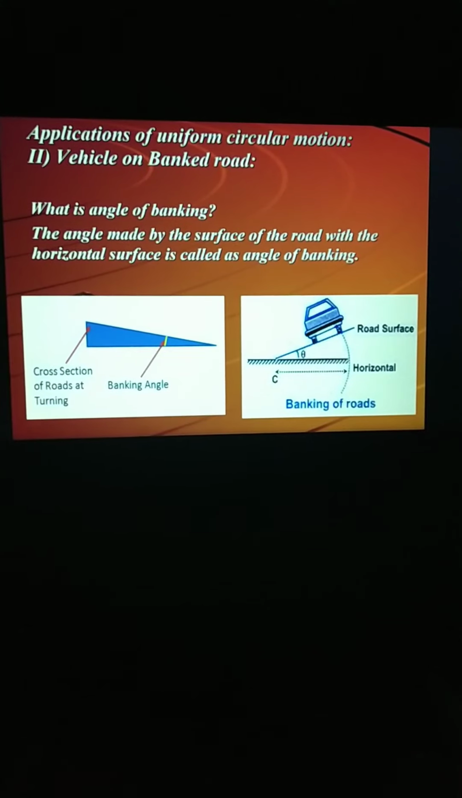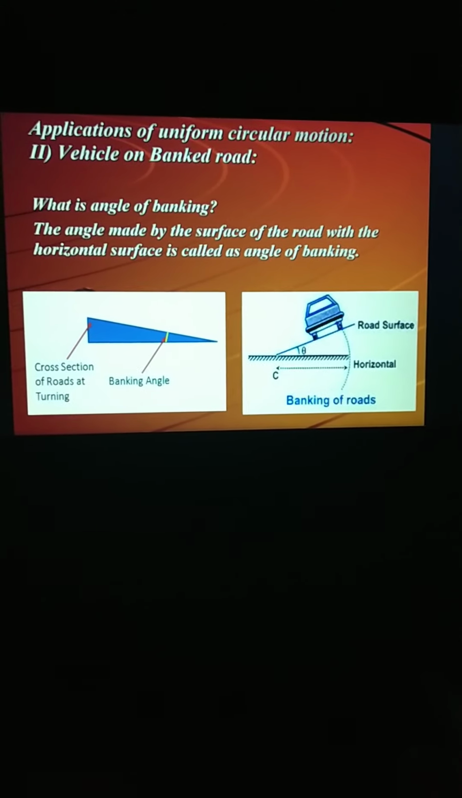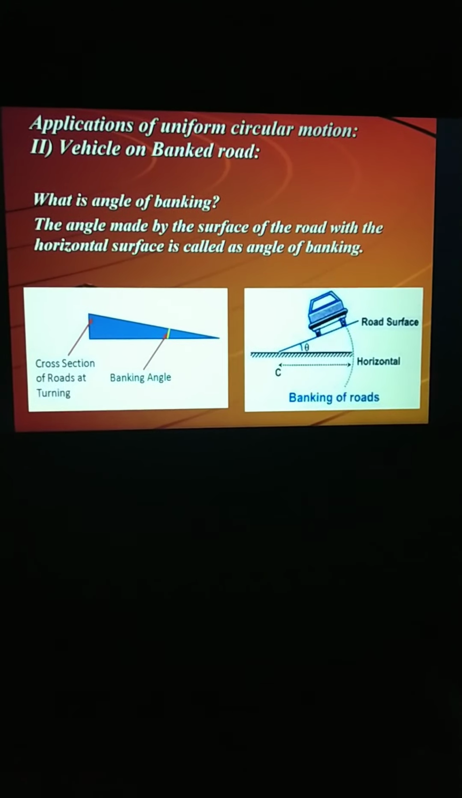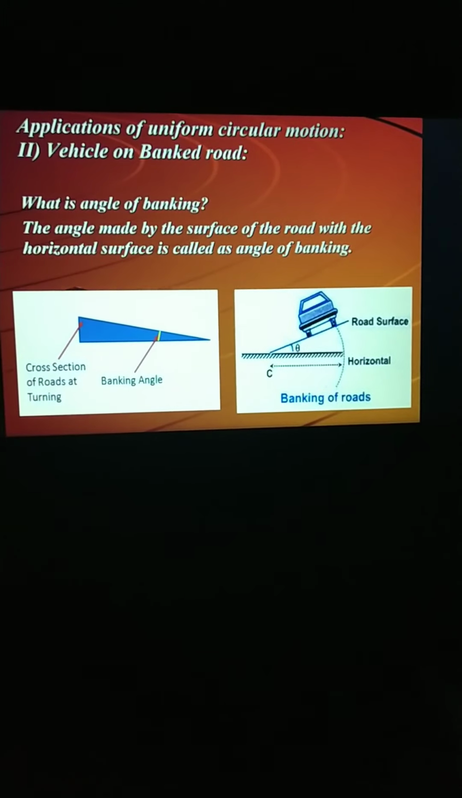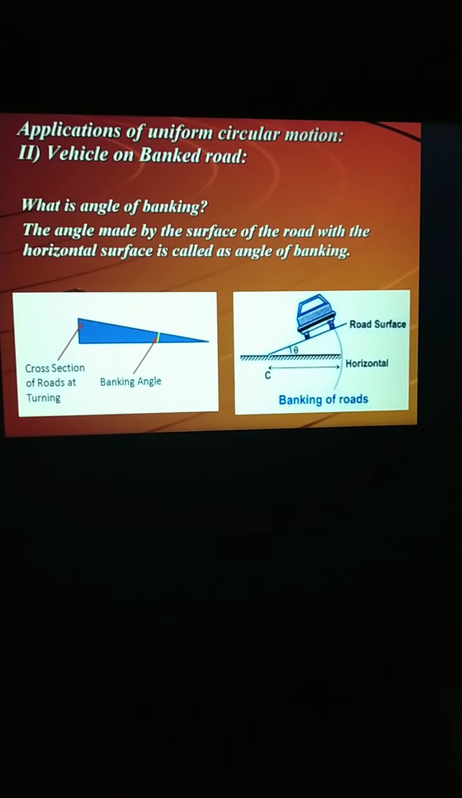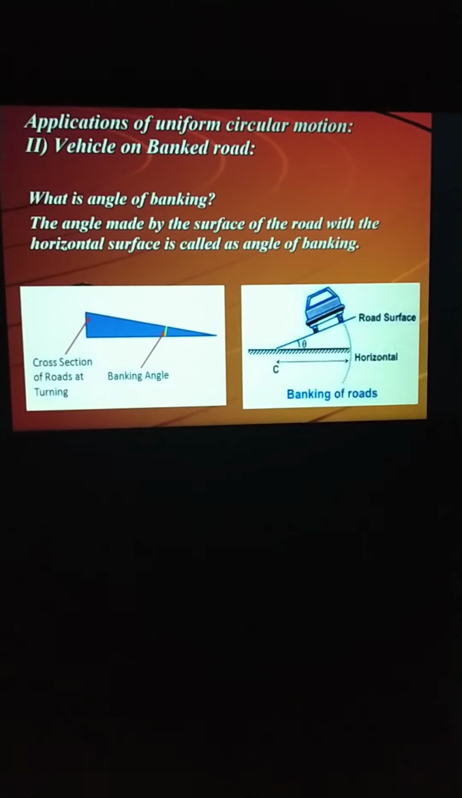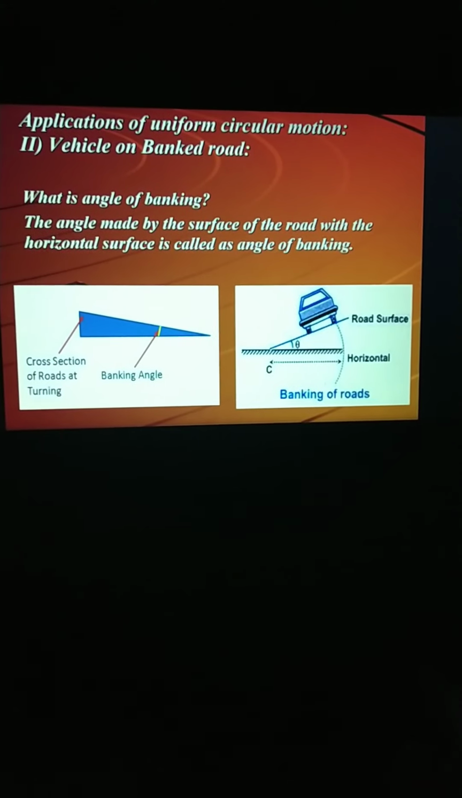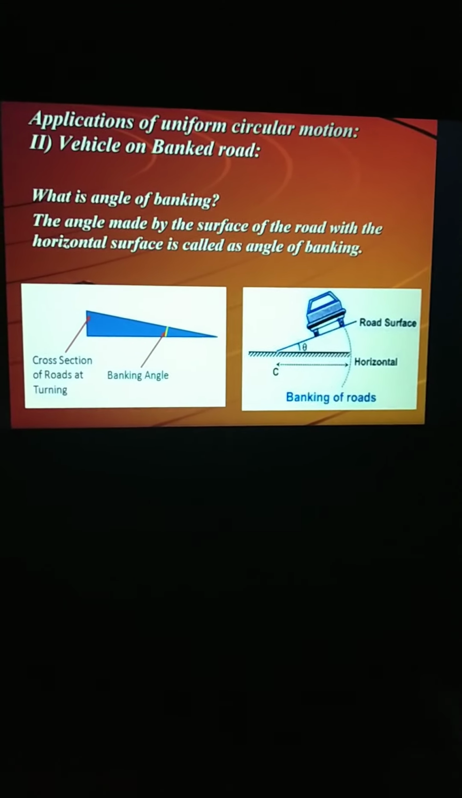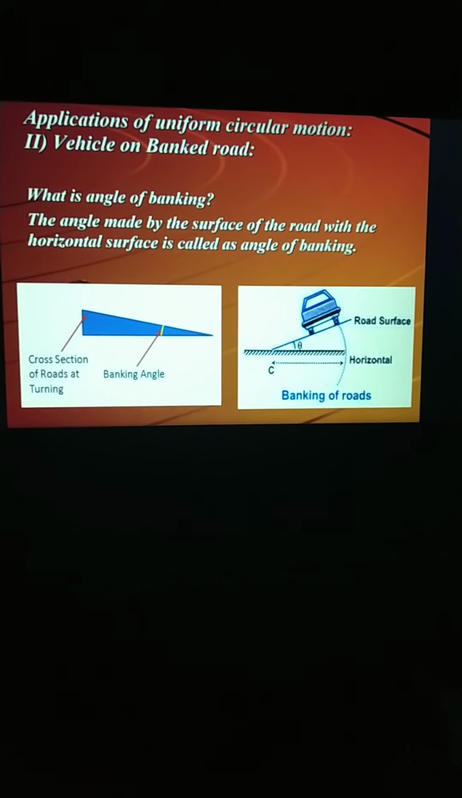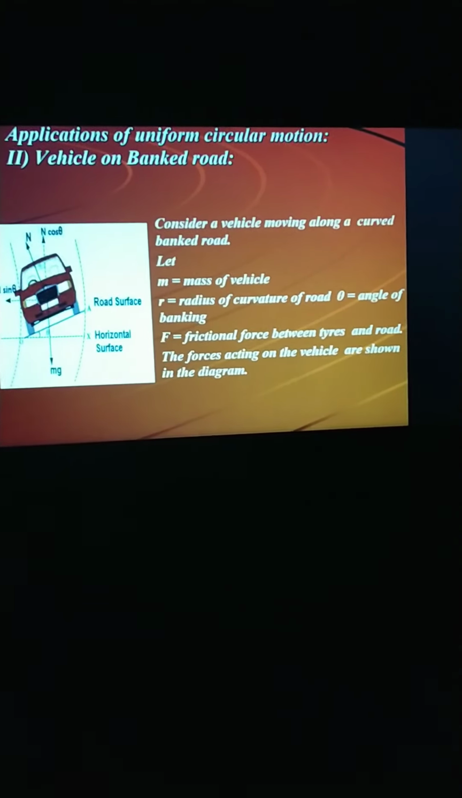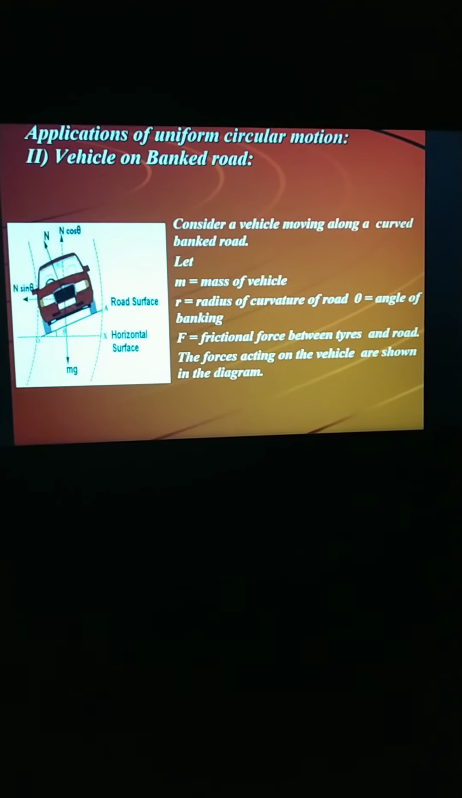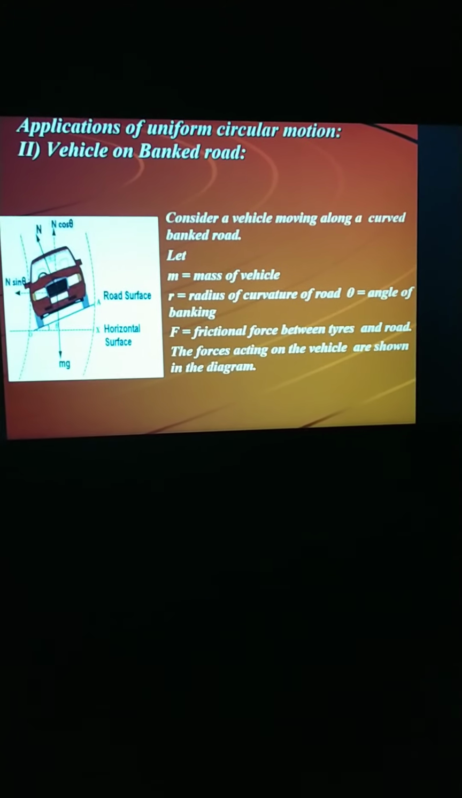Banking of road is elevating the road surface so that the outer edge is raised over its inner edge through a certain angle. The angle made by the road surface with the horizontal surface is known as the angle of banking. You can observe it in the figure: the horizontal surface, then the road surface, and the angle in between is the angle of banking, and the process of doing this is known as banking of road. Next, you will derive the maximum safe speed with which a vehicle can travel through a banked road.